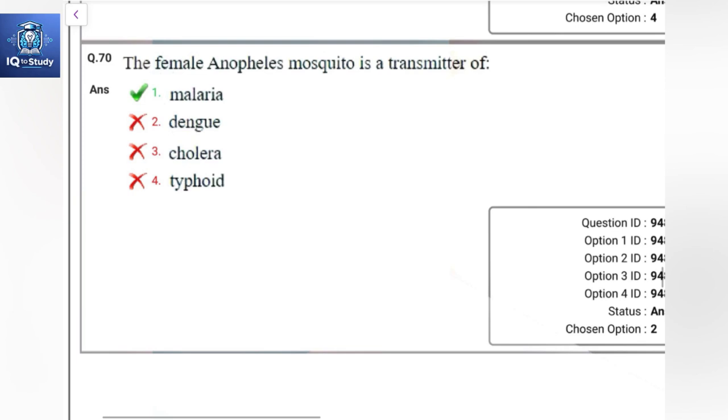The female Anopheles mosquito is a transmitter of malaria. Malaria is caused by Plasmodium parasite that is transmitted to people by the bite of female Anopheles mosquito. It is acute febrile disease. Plasmodium are single-celled microorganisms.